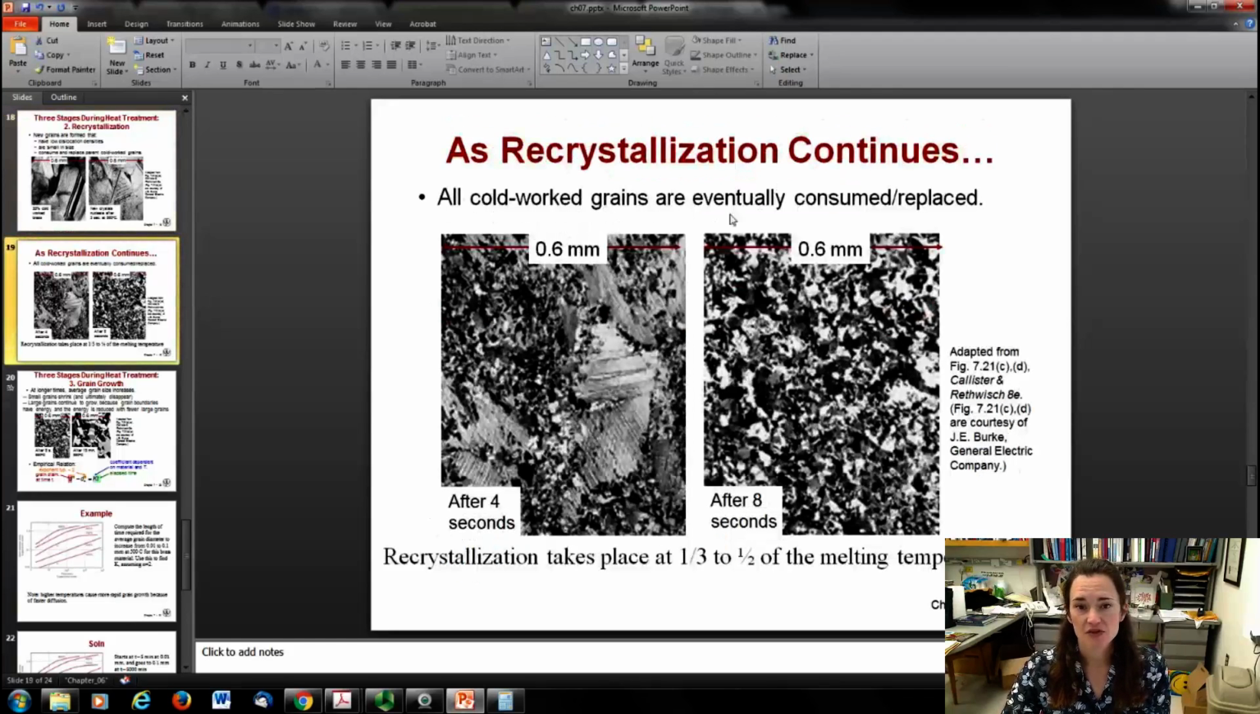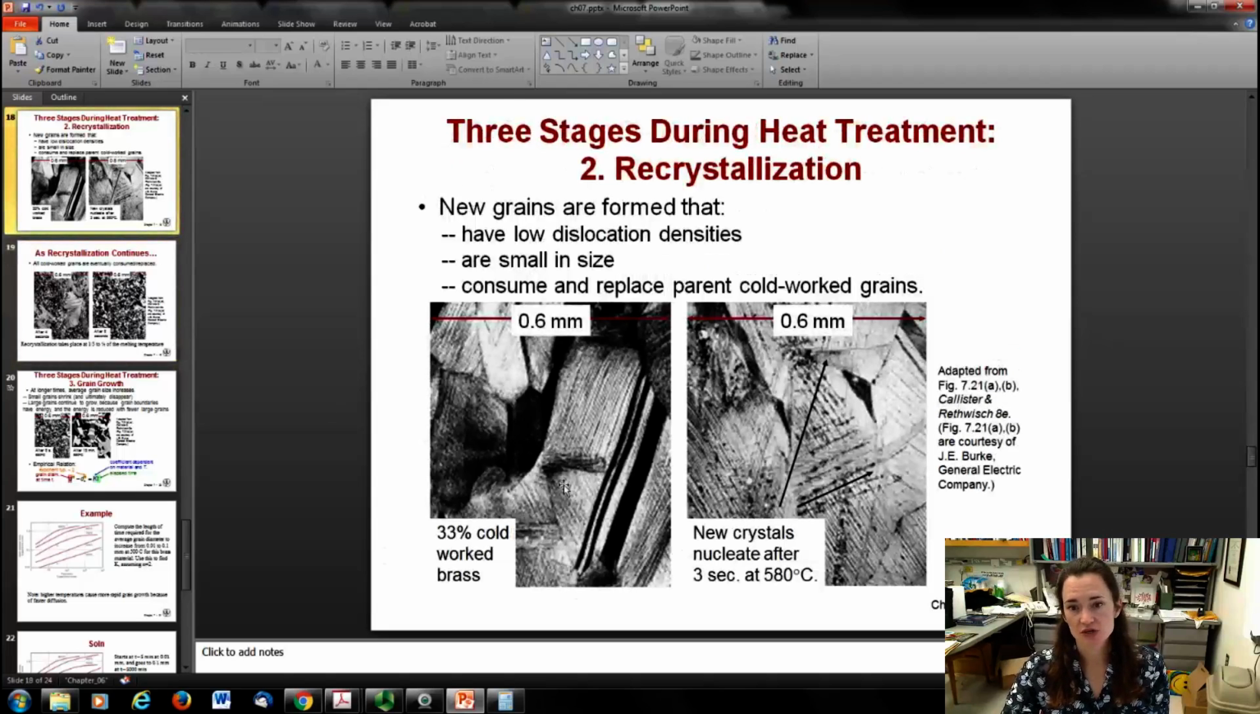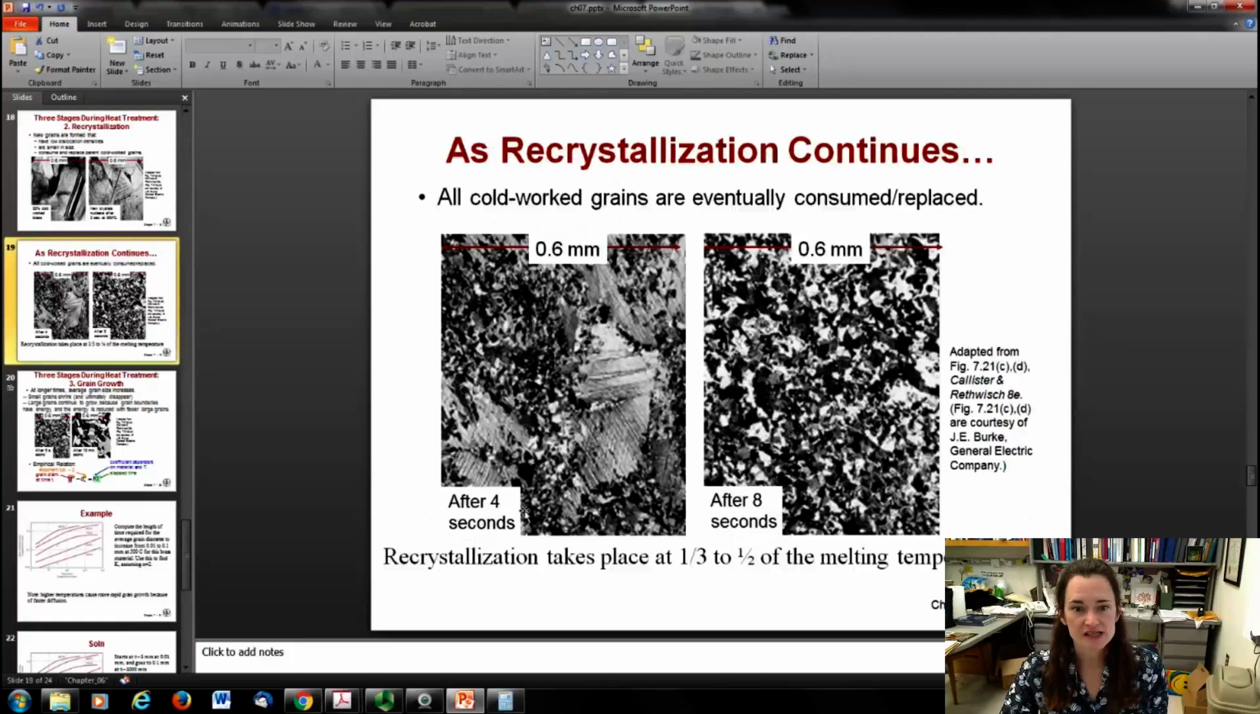And then the cold work grains, you can see here over time. This was our original material. You can see these cold work grains, and you can see some of these little new crystals starting to nucleate in there just after a few seconds, 3 seconds. And then as time goes on, at 4 seconds, you can see more and more of those little crystals forming, and then after 8 seconds it looks like all the old grains are just gone.